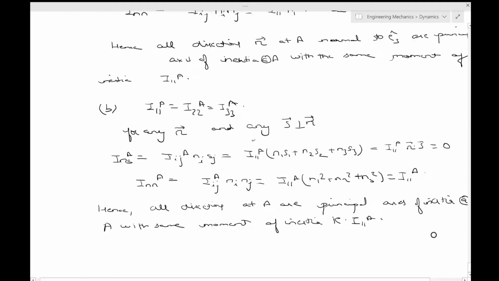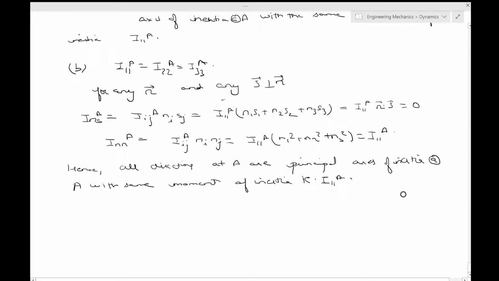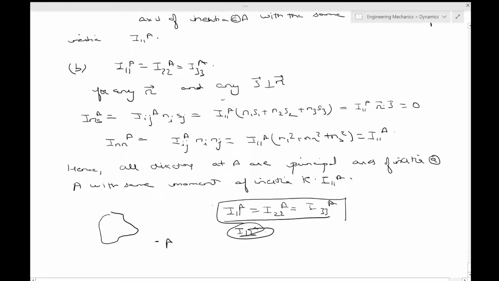So the importance of this is, if you have any body and a point A, and you somehow found that I11 of A is equal to I22 of A is equal to I33 of A, okay, of course you can have other components as well, we are not concerned about that. If the principal moments of inertia are the same, then you can easily find out their principal axes. So if this is the case, then all directions at A are principal axes of inertia at A.